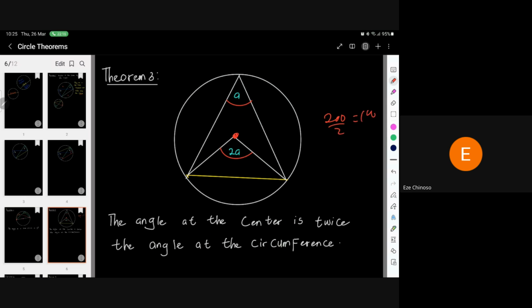So in any way they say it, they are still making reference to the same thing. Does it make sense, guys? So this is what we call theorem number 3, right? The angle at the center is twice the angle at the circumference.